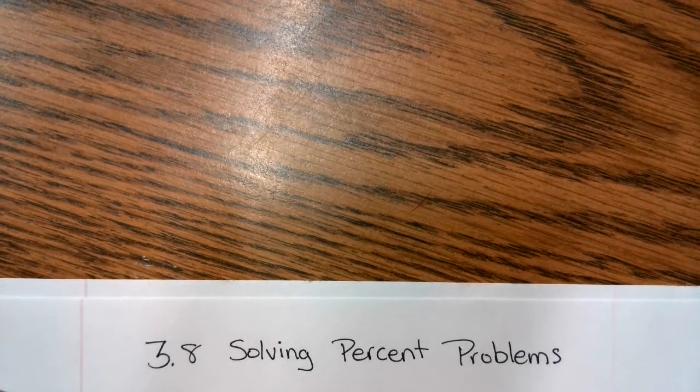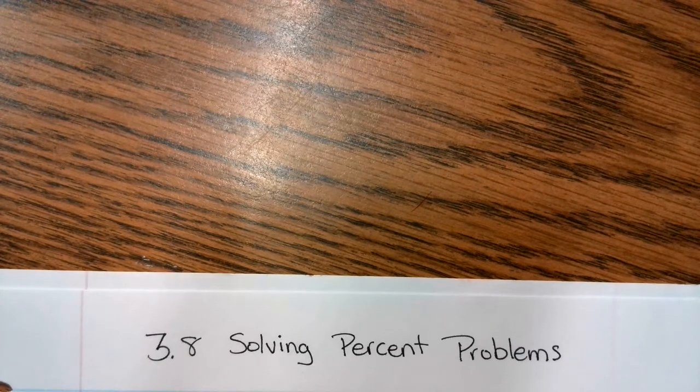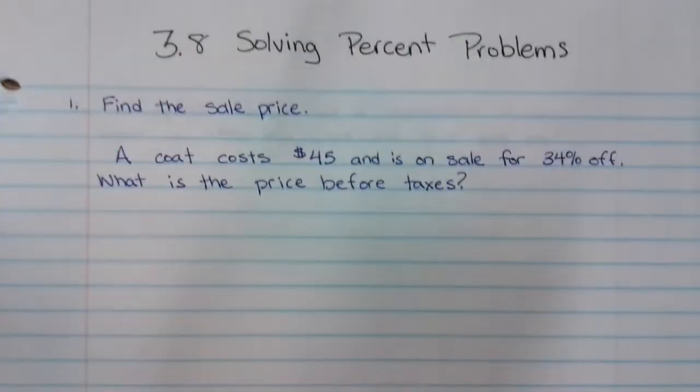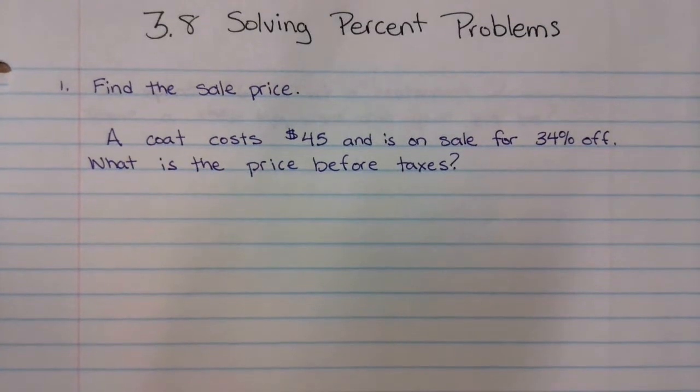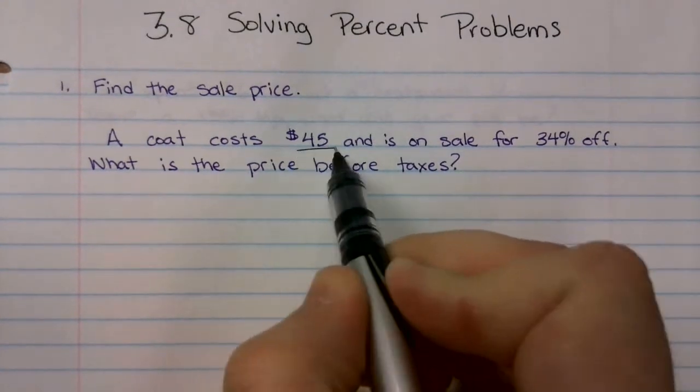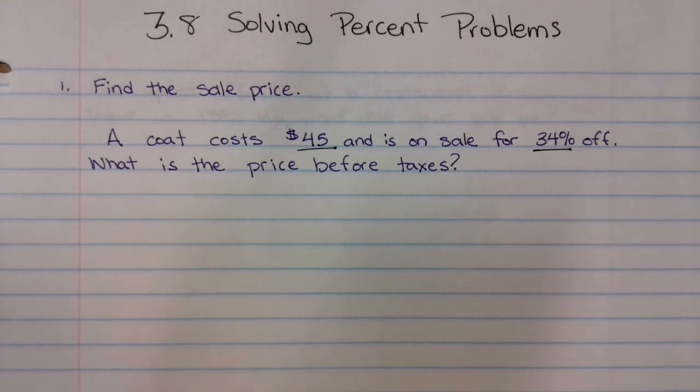This is 3.8, solving percent problems. Today we're going to look at 4 different types of problems you'll face: discount, tax, tip, and a combination. Our first problem is a discount. Find the sale price. A coat costs $45 and is on sale for 34% off.